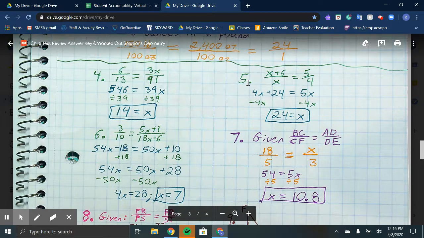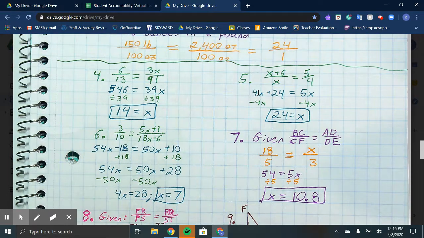With number 5, when we do the 4 times x plus 6, you have to make sure you use the distributive property. So 4 times x plus 4 times 6. So we end up with 4x plus 24 equals 5x. Subtract the 4x from each side, and x equals 24.